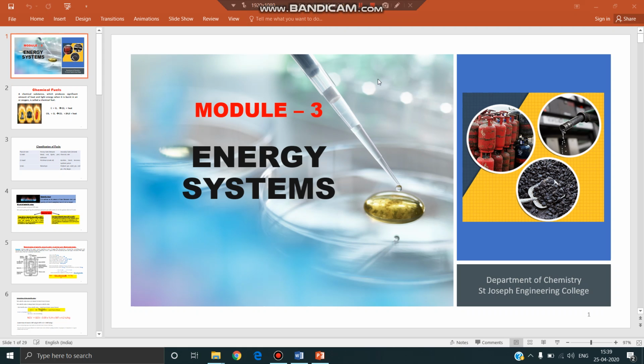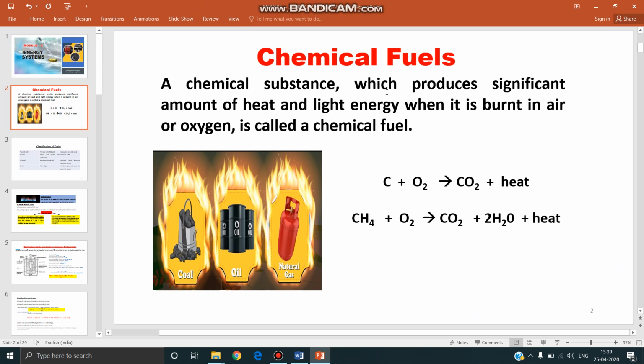What is chemical fuel? A chemical substance which produces a significant amount of heat and light energy when it is burnt in air or oxygen is called chemical fuel. Usually, when it burns in air or oxygen, it produces carbon dioxide and heat. For example, if you take methane, it's a combustion reaction with oxygen that gives carbon dioxide and water plus heat.